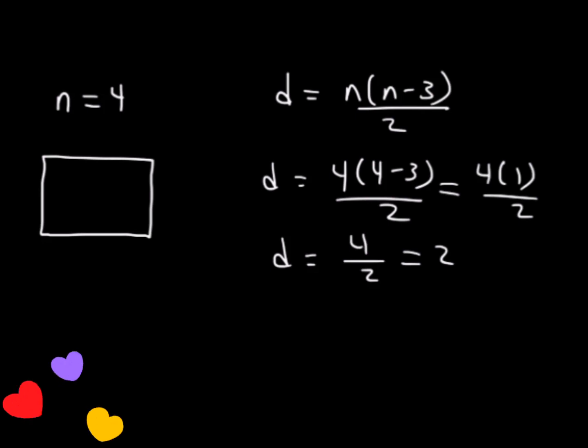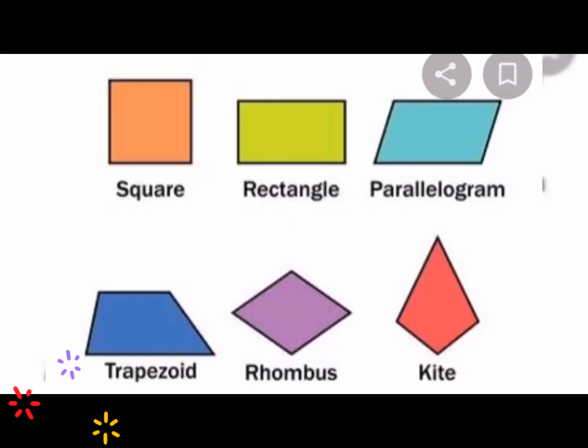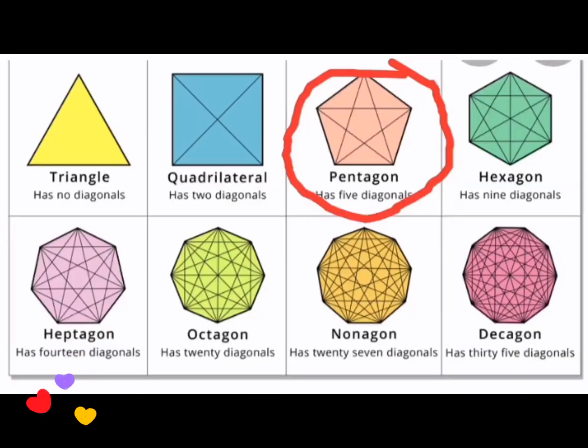So starting with this point, we can draw diagonal to this side. That's 1. And starting this point, we can draw another diagonal. So there are 2 diagonals that we can draw for a four-sided figure, such as quadrilateral, square, a rectangle, a rhombus, and a trapezoid.